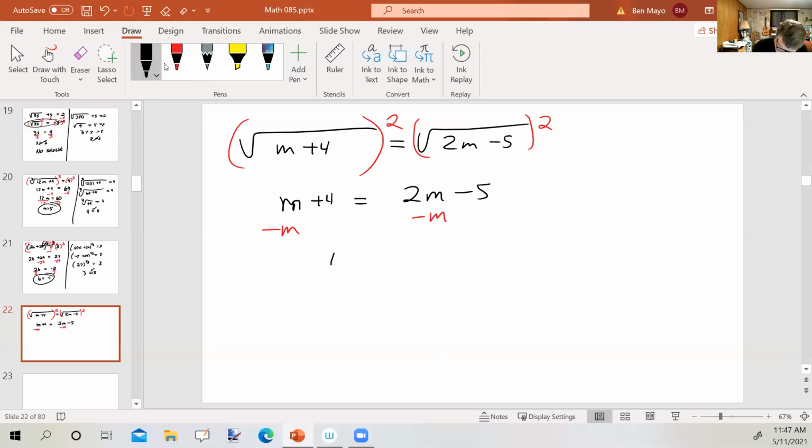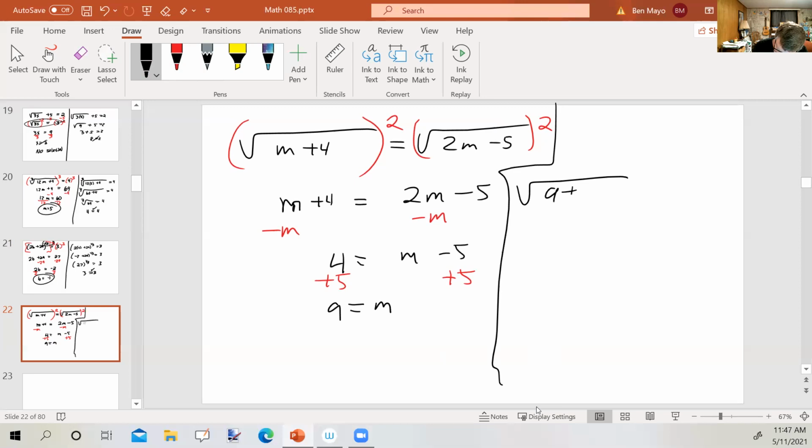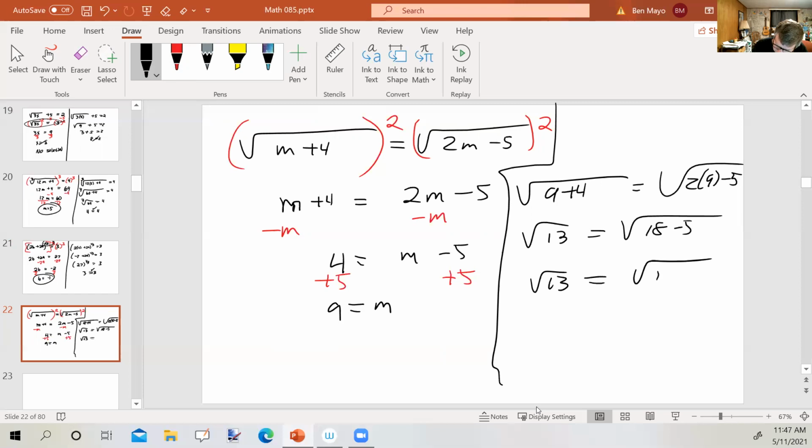Going on and solving for m, subtract m from both sides. 4 equals m minus 5. Add 5 to both sides. 9 equals m. Let's check our work. We would get the square root of 9 plus 4 equals the square root of 2 times 9 minus 5. The square root of 13 equals the square root of 18 minus 5. The square root of 13 equals the square root of 13. Now, off the top of my head, I don't know what the square root of 13 is, but I do know that the square root of 13 equals the square root of 13. So this is true, and the answer checks.